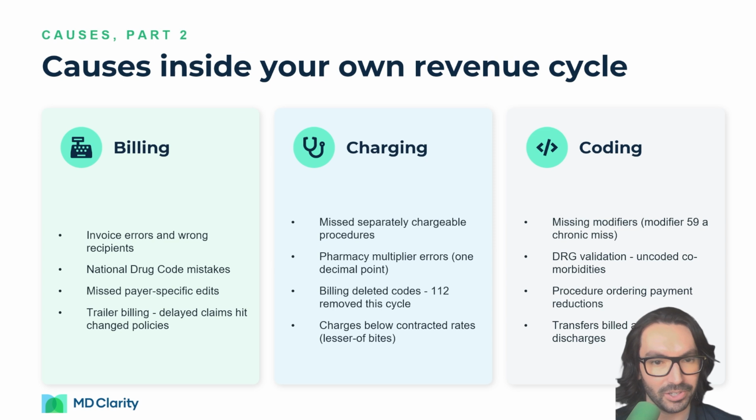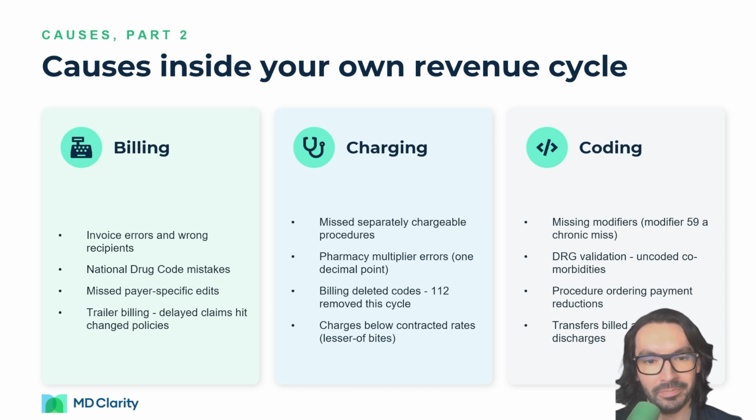Missing modifiers like modifier 59 for distinct procedural services cause payers to reimburse complex work at standard rates. DRG validation errors, where complications and comorbidities go uncoded, and a lower weighted DRG gets assigned. Procedure ordering mistakes, where coding the cheaper procedure first triggers a multiple procedure payment reduction on the expensive one, and transfer claims billed as regular discharges, which typically pay less.